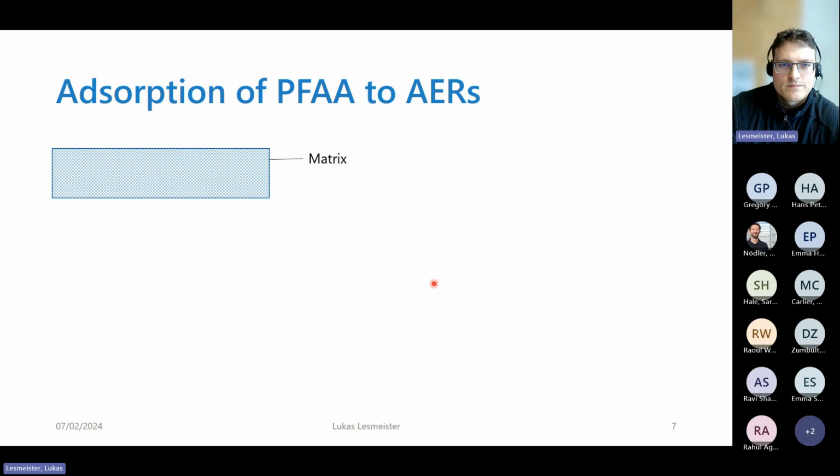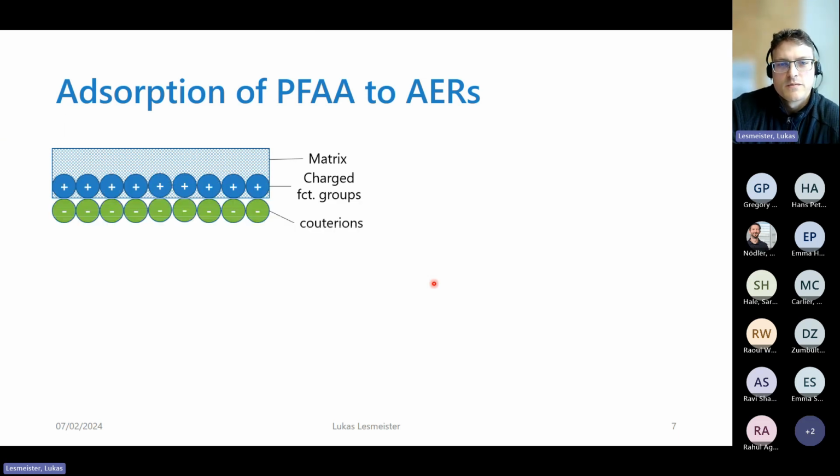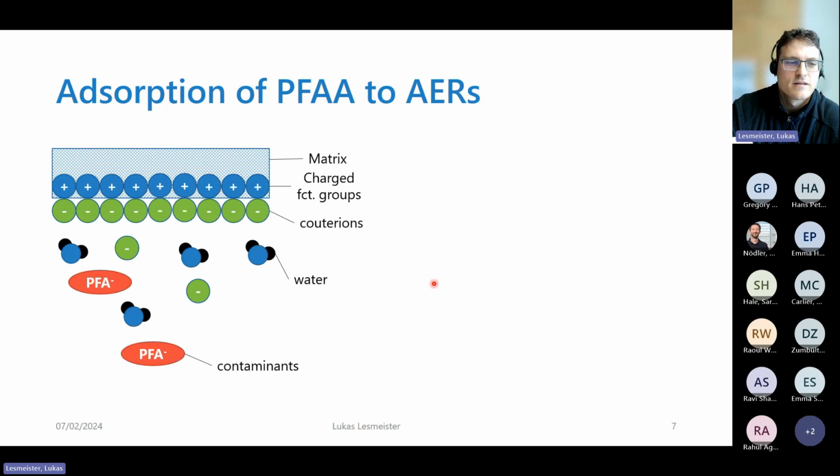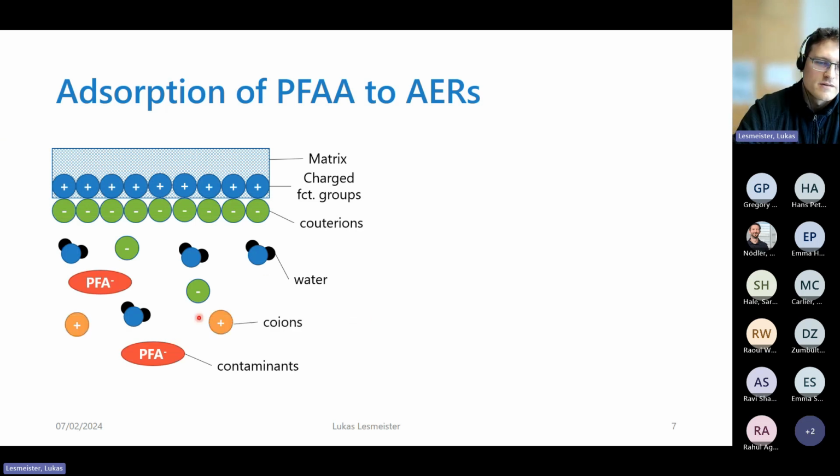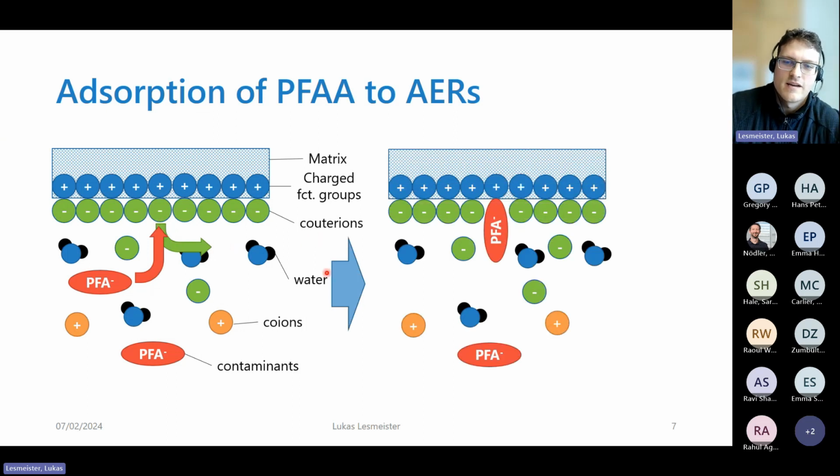To visualize it a bit more, we have our matrix, we have our charged functional groups, we have our counterions, we have our water phase containing our contaminants, and there are also some co-ions inside because of the principle of charge neutrality. When the contaminant ions have a decent affinity towards our charged functional groups of the resin, they can attach to the resin, and thereby a counterion is released into the water phase. So this leads to less contaminants in the water and a little bit more chloride, for example, in the water phase.